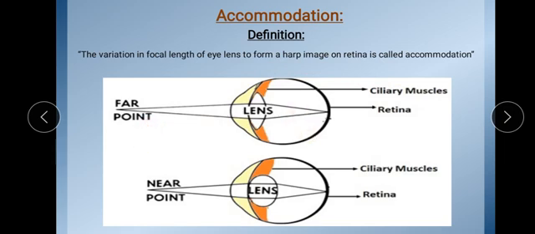Because as we know, if the object distance increases, the image comes closer to the lens, but to make it focused on the retina, the focal length of the lens must be increased. And when the object comes closer to the eye, the focal length of the lens should be decreased, so the image can again be formed on the retina and seen clearly. So this variation or change of focal length to keep the image on the retina is called accommodation.